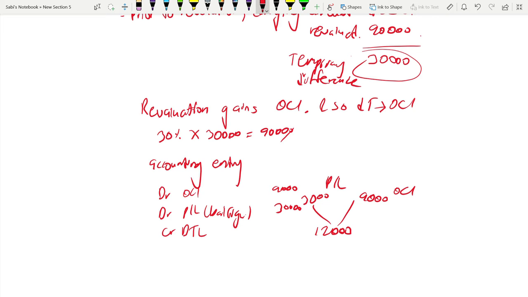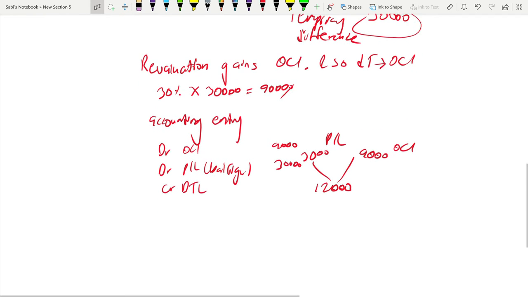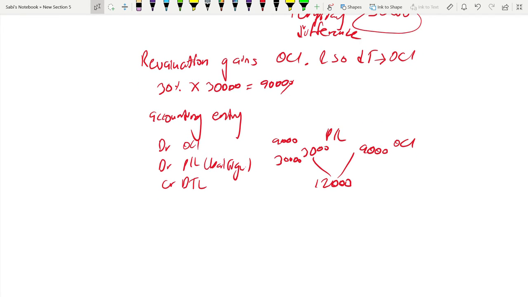That's not it. One more thing. The last thing might not come into your mind. Even if it does not, you might lose one mark or half a mark. But it's good if you remember, so I will write that point. That last point is the balance on the revaluation reserve. Don't forget the revaluation reserve.